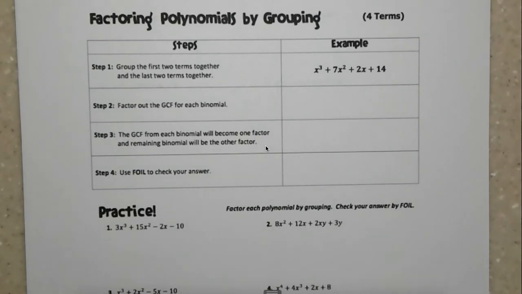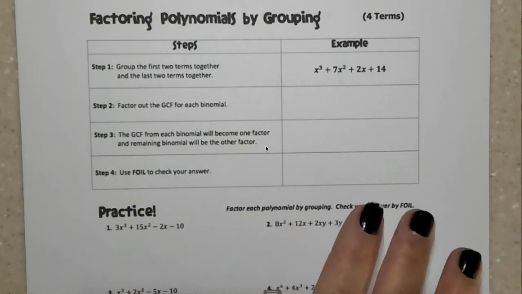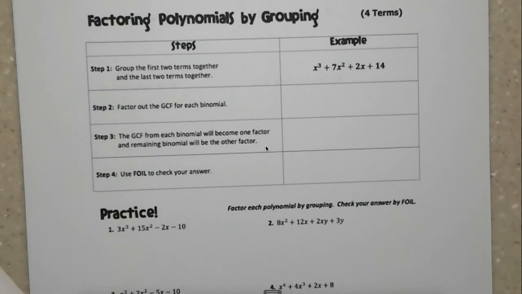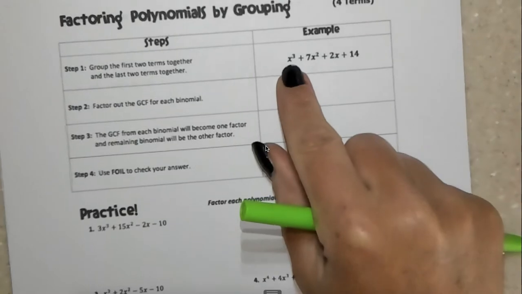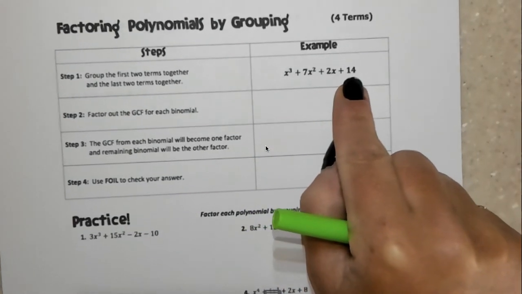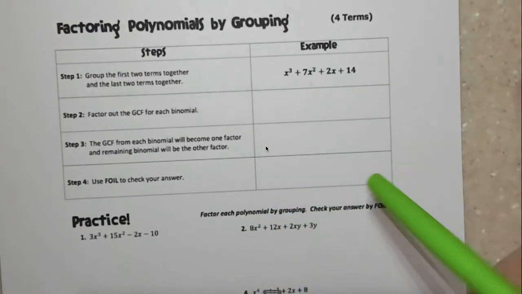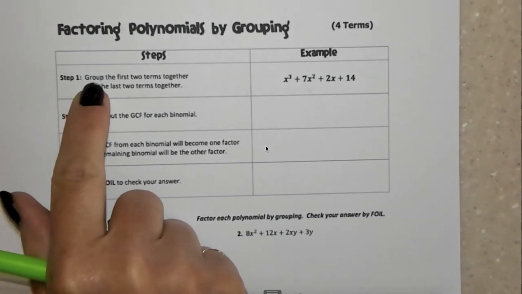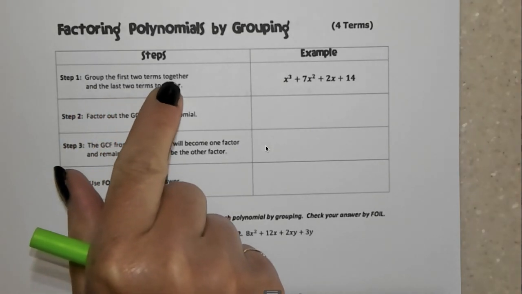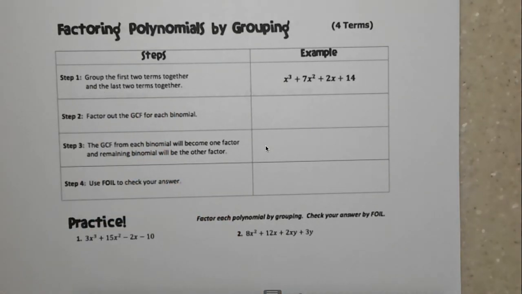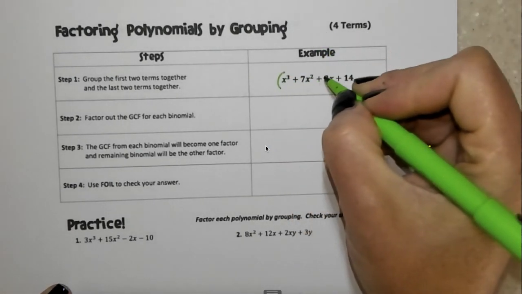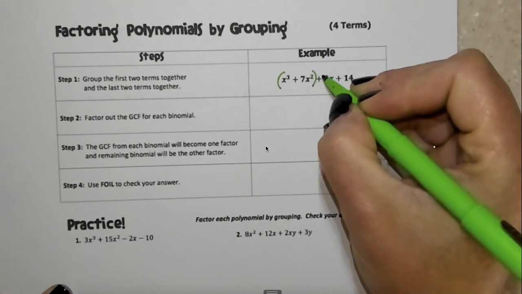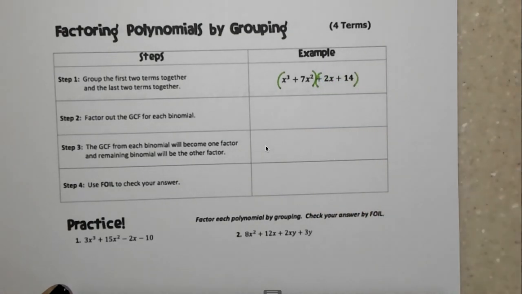Here are their steps, and sometimes I like what they provide for steps, and other times I don't care for it, but these steps are okay. So this is a polynomial. It has 4 terms, and because it has 4 terms, we have to factor by grouping. Step 1, group the first 2 terms together and the last 2 terms together. That means you put parentheses around these guys and parentheses around those guys. You group them.